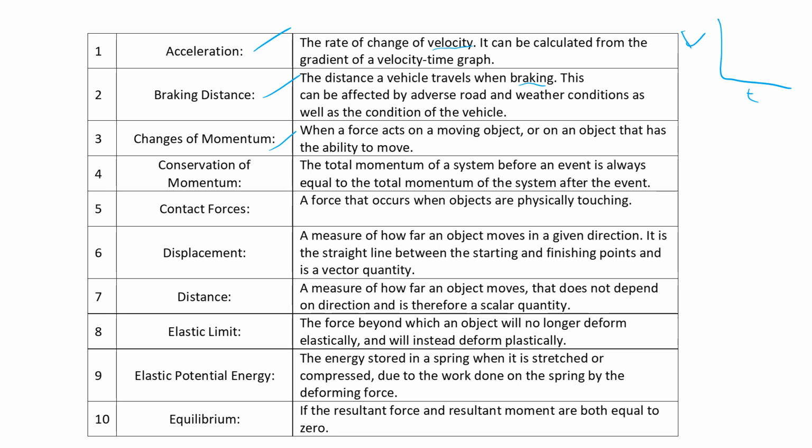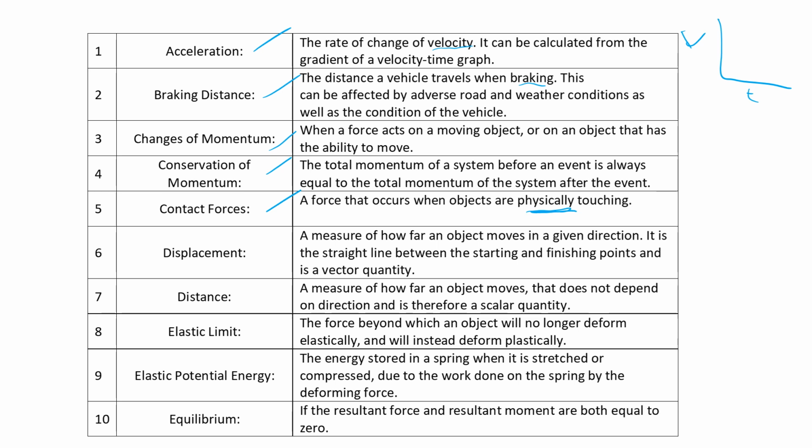The total momentum of a system before an event is always equal to the total momentum afterwards. So if you've got two objects moving along and they have a crash, then what happens is the momentum is conserved. Conservation of momentum. A force that occurs when objects are physically touching is a contact force.